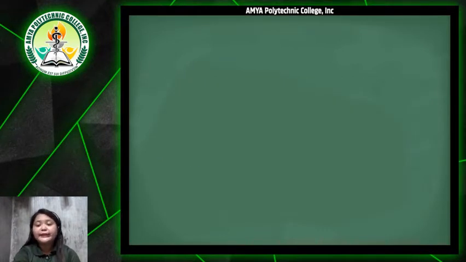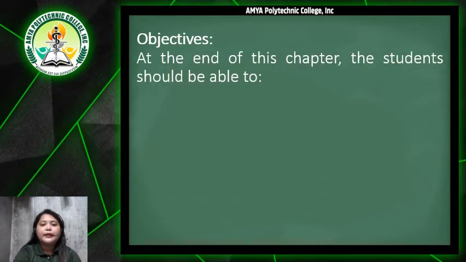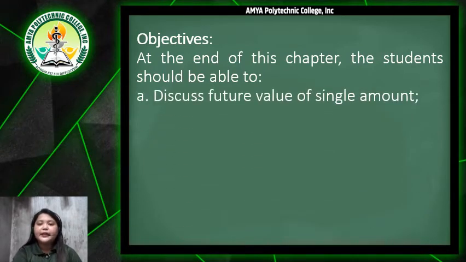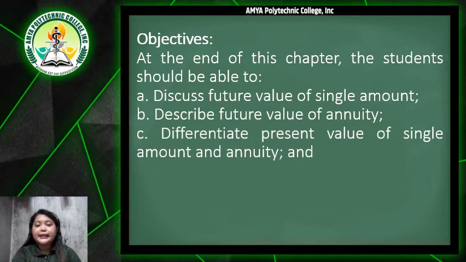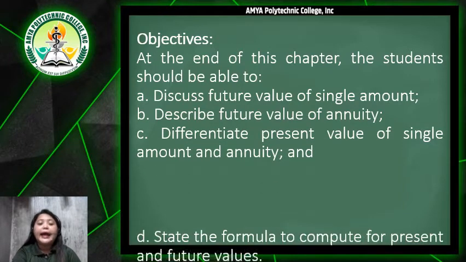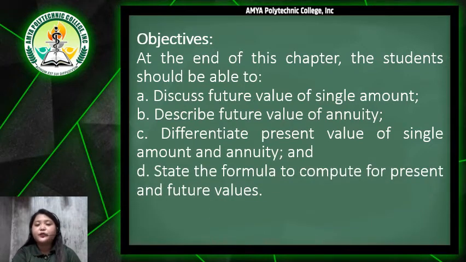But before that, let me first read to you the objectives. At the end of this chapter, the students should be able to: A. Discuss future value of single amount. B. Describe future value of annuity. C. Differentiate present value of single amount and annuity. And letter D. State the formula to compute for present and future values.